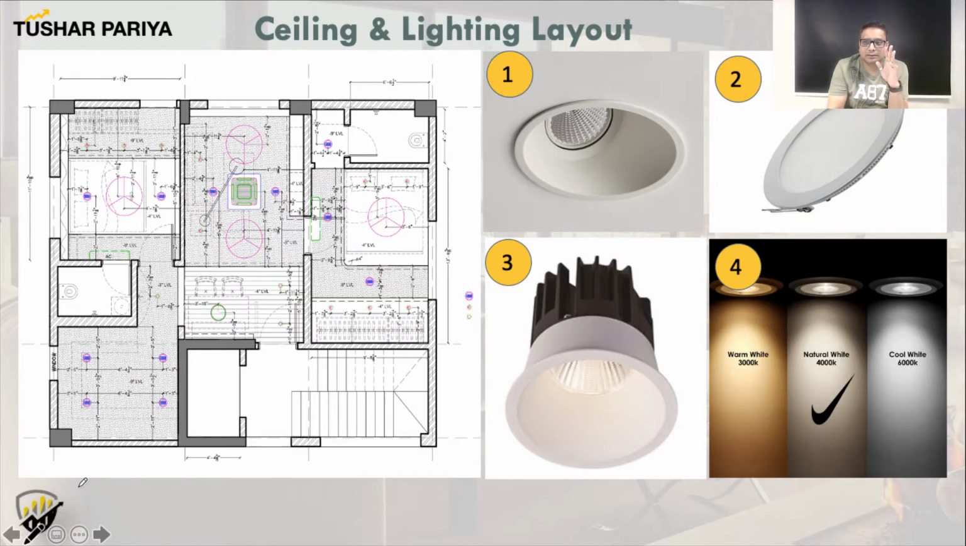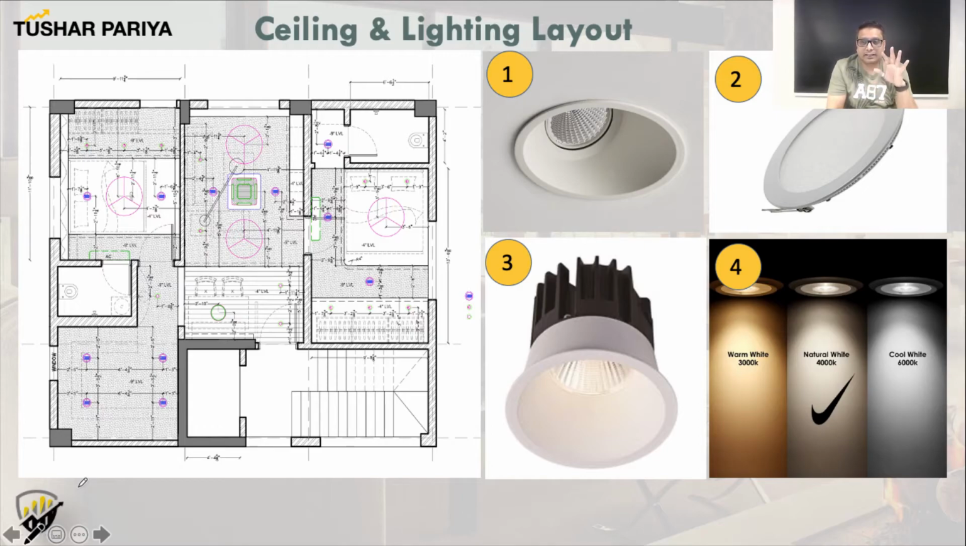Warm white is generally a yellow color light. You must have gone to a jewelry shop or something. Jewelry shops generally use yellow lights. They predominantly use yellow because they want the gold to look more yellow and shiny. That is why jewelry showrooms majorly use warm white, which is 3000 Kelvin.